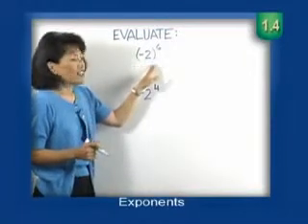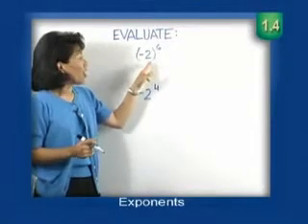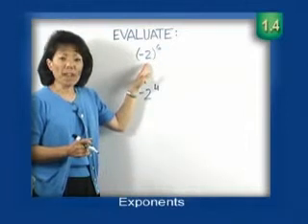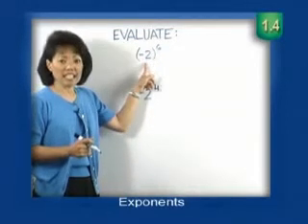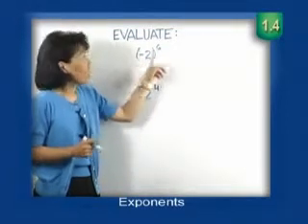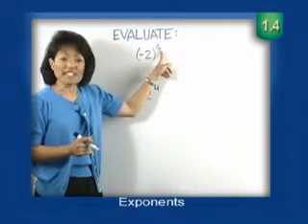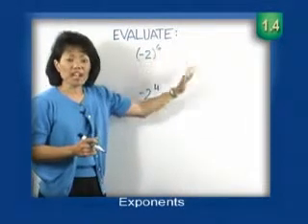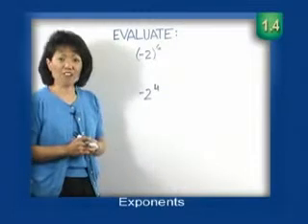With the parentheses around the negative 2, as they are in this top problem, what that means is the base is negative 2. Exponent 6 means negative 2 is multiplied by itself 6 times. Let's write that out.